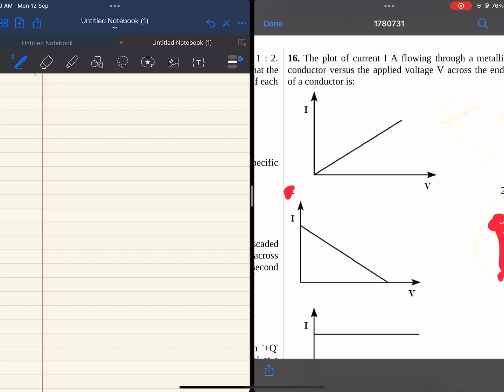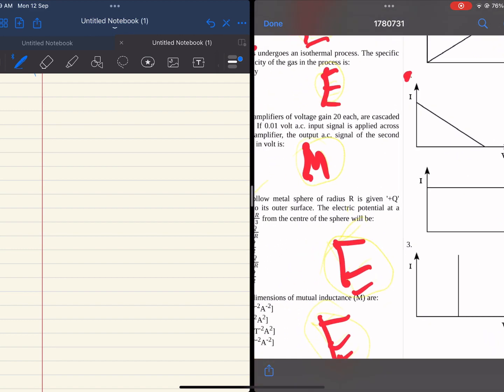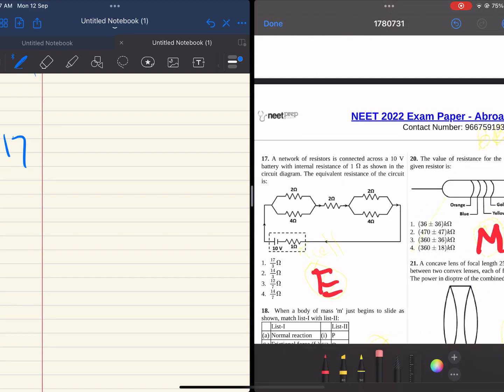So now the 17th question. A network of resistors connected across a 10 volt battery with internal resistance of 1 ohm is shown. The equivalent resistance of the circuit is. Here we should not count the resistance of the cell in the question because it's not part of the equivalent resistance, rather it's the internal resistance of the battery.